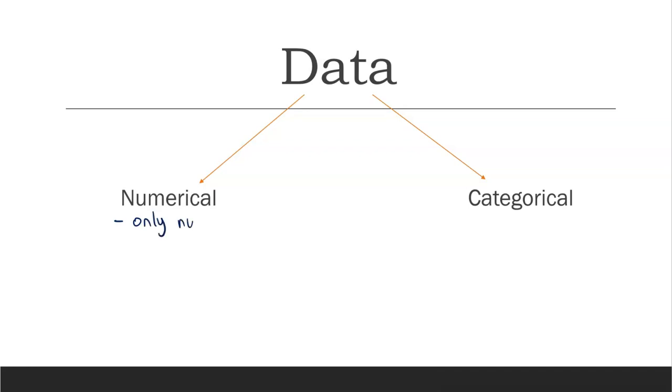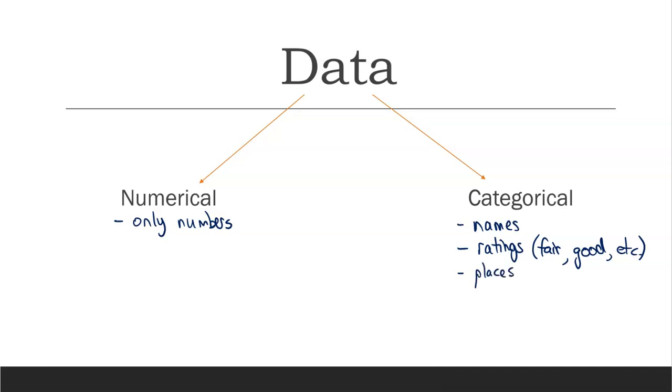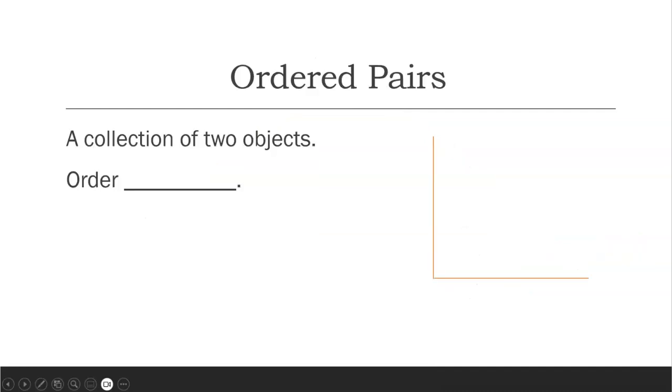Data is in two different forms. It is found in numerical forms and it is found in categorical forms. Numerical forms are only numbers, but categorical data is names, it's ratings. Maybe you're rating something on a hotel stay, it was fair, good, poor, that kind of thing. And then it could also be things like places. So basically anything that is words is categorical data. Numerical data, all numbers, categorical words.